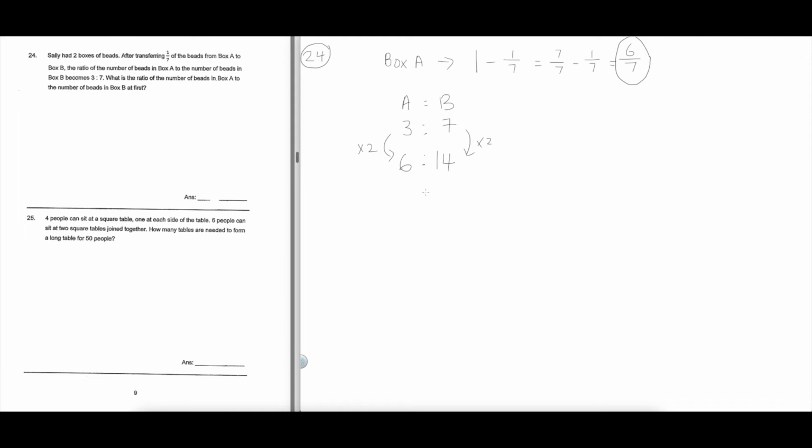So what is the ratio of number of beads in box A to the number of beads in box B at first? So B received 1 unit from A, correct? So at first would be like that. You got it? Because box B received 1 unit from A. So now box A becomes 7/7 again, and box B will become 13. Okay, so my answer is just 7:13.